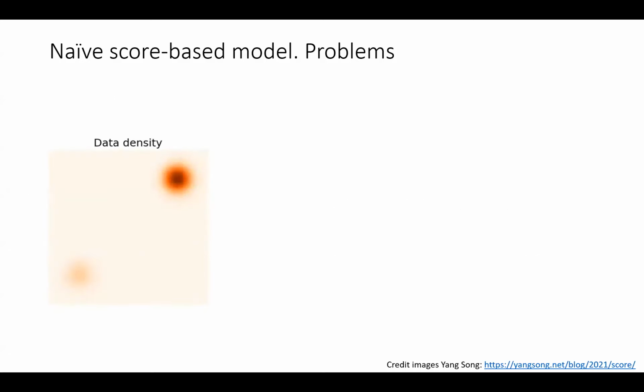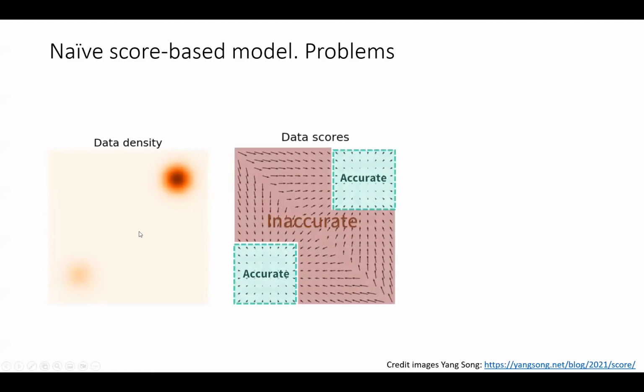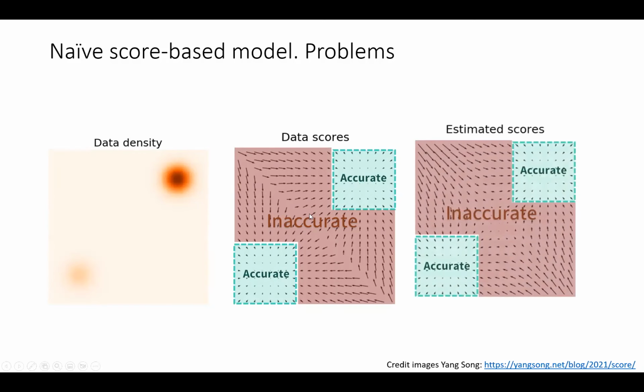So here's an example. We have the probability density function. Somehow we have a lot of samples here, a lot of samples here, but we don't have any here. So if we take the gradient of that density, we will have all these gradients, the arrows. In this area, where we have high density, we can estimate the score function correctly, but we'll have inaccuracy here. That will be the problem, so we need to fix that.